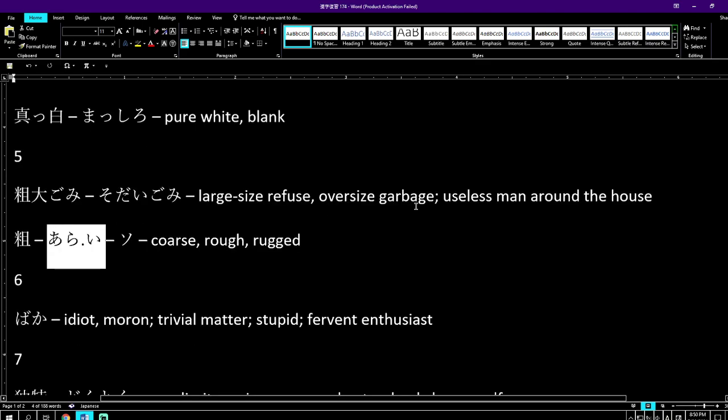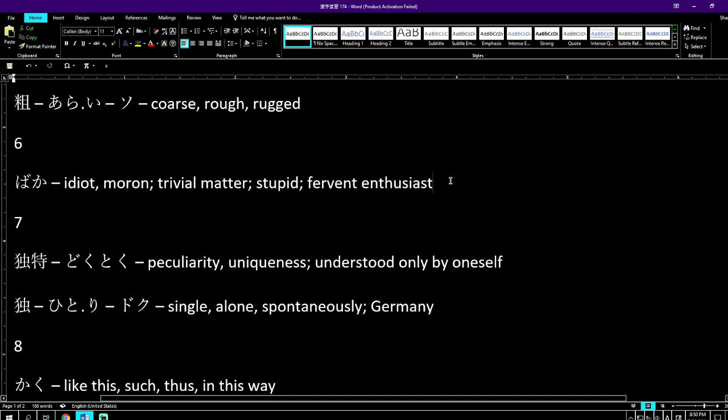Sodaigomi. Number six is one that anybody who watches anime knows. It's baka. Baka is an idiot or a moron, a trivial matter or stupid fervent enthusiast. Baka desu is an idiot. Baka is an idiot.